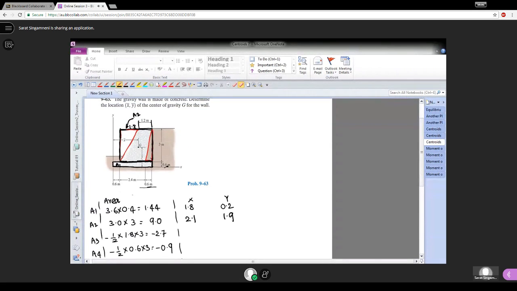Then come to this triangle. For this triangle, the centroid is here. This height will be 2/3 of the total height. The total height is 3 meters, so 2/3 of 3 is 2 meters. But from the base, it becomes another 0.4 meters extra. So the y coordinate of that is 2.4. And the x coordinate will be, from this base, at 1/3 the height. This height is 1.8, so 1/3 of 1.8 is 0.6, but there is an extra 0.6 here. So 0.6 plus 0.6 is 1.2.